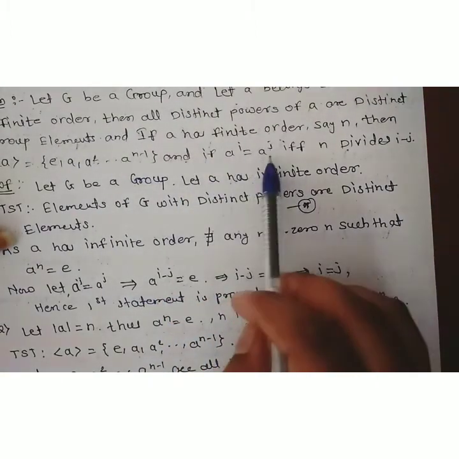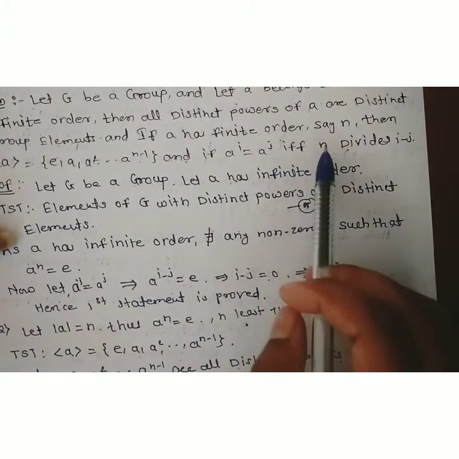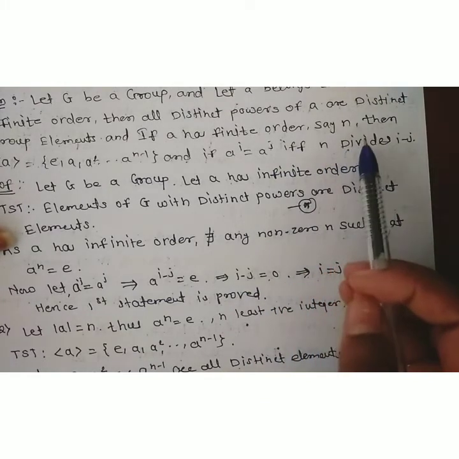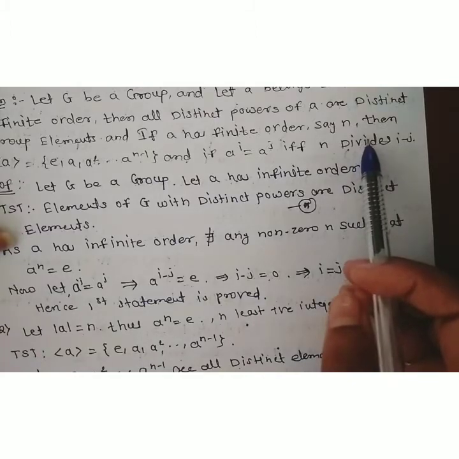Now in the next part we have to show that a to the power i is equal to a to the power j if and only if n divides i minus j.